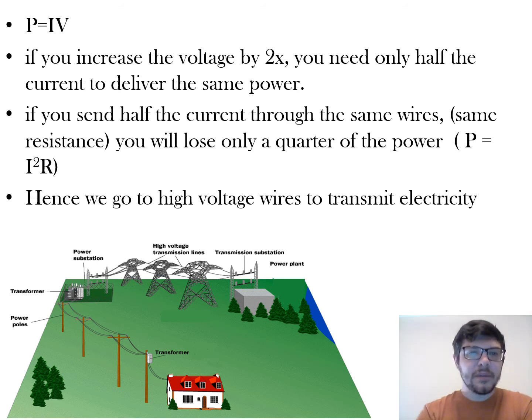So here's another thought. P equals IV. Once again, just throwing that out there. If you increase the voltage by 2, you only need half the current to deliver the same power. So if you send half the current through the same wires, you only lose a quarter of the power. And that is with the same resistance, I should say. You can see that equation can be solved by P equals I squared times R. So that's why we have high voltage wires to transmit electricity.